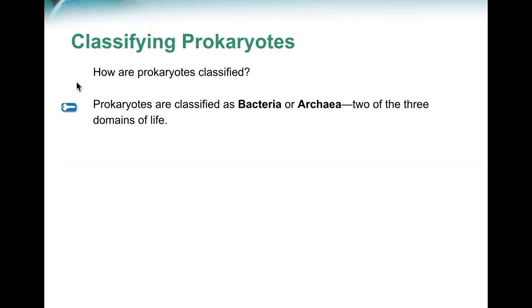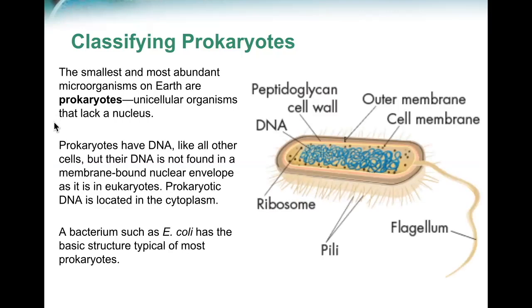How are prokaryotes classified? Prokaryotes are classified as bacteria and archaea, two of the three domains of life. The smallest and most abundant microorganisms on Earth are prokaryotes, unicellular organisms that lack a nucleus. Prokaryotes have DNA like other cells, but their DNA is not found in a membrane-bound nuclear envelope as it is in eukaryotes. Prokaryotic DNA is located in the cytoplasm.